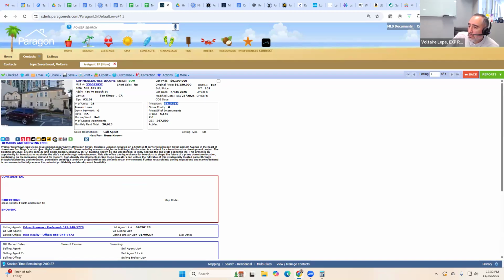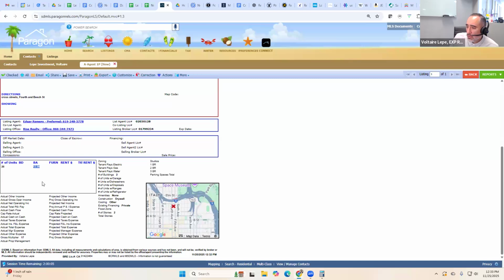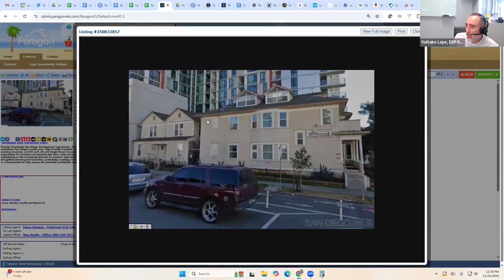But then you read closer into the remarks and it says that it only sits on a 5,000 square foot lot, so a small little lot. And it says that it's SRO, single room occupancy. So what does that mean? That means that people are renting basically bedrooms. So it's almost like a hotel, but they're sharing bathrooms as well. It looks like they have 12 bathrooms and 28 rooms or residents, so they're not actual units.